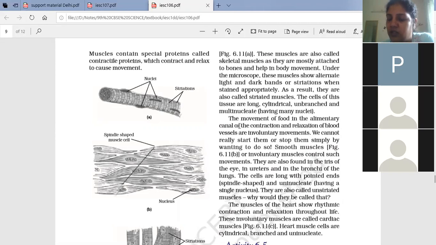Now the smooth muscles. The movement of food in the alimentary canal or the contraction and relaxation of blood vessels. Movement of blood, is it in our control? Beating of the heart, movement of the lungs, is it in our control? No, ma'am. Food moves inside from the esophagus to the stomach to the small intestine to the large intestine. It is going further by itself. Is it in our will? We want to stop the food in the stomach. Are we able to stop that? No, ma'am. So that movement is not in our control.